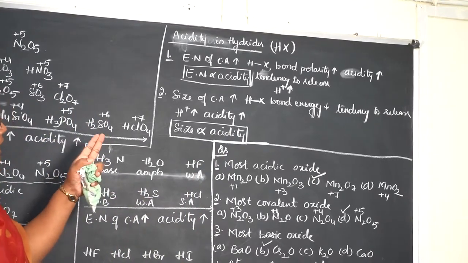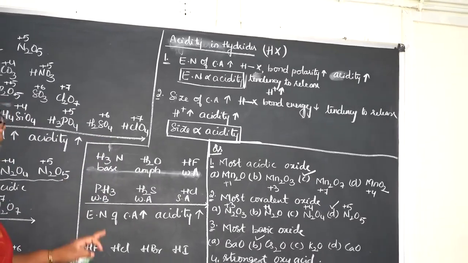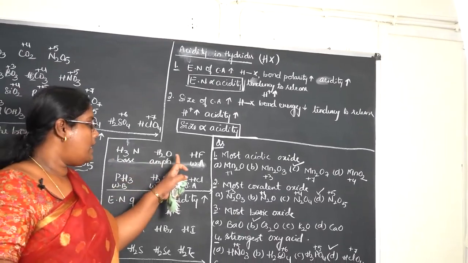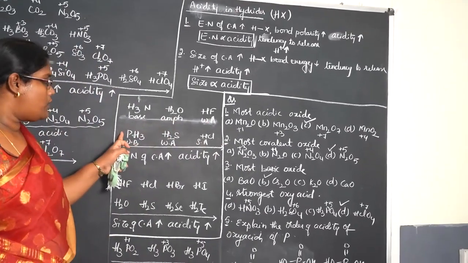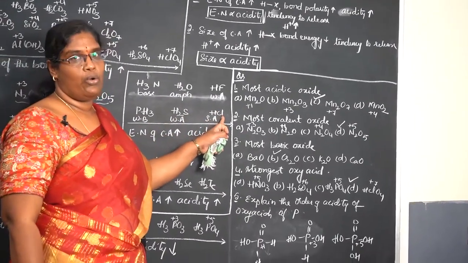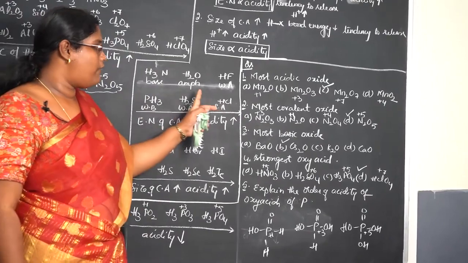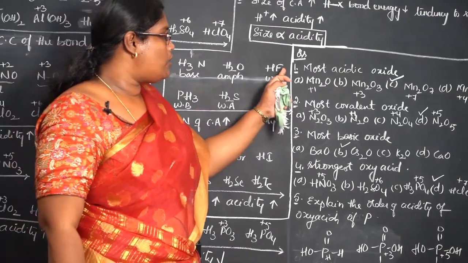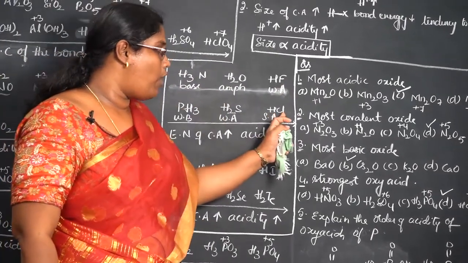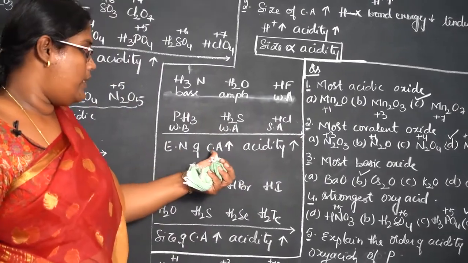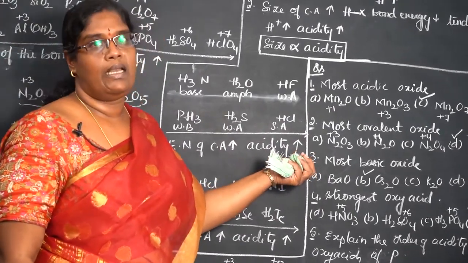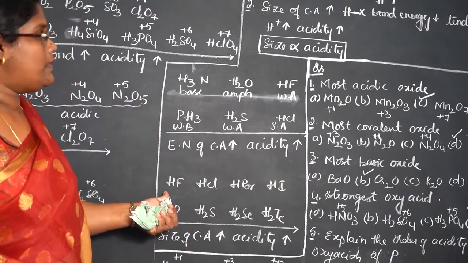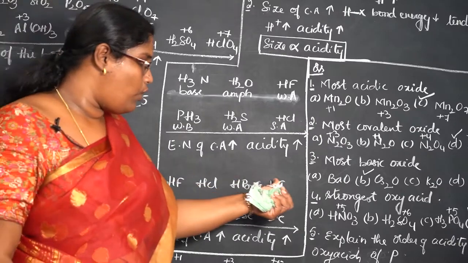Now let us see those concepts in the compounds. If I take ammonia, water, hydrogen fluoride, phosphine, hydrogen sulfide, hydrogen chloride, the only changing factor is the electronegativity of the central atom. As you move from nitrogen to fluorine, or from phosphorus to chlorine, the electronegativity of the central atom is increasing, so acidity increases.